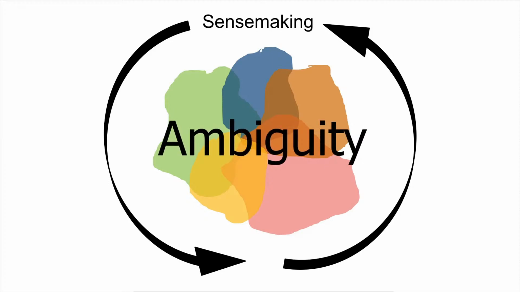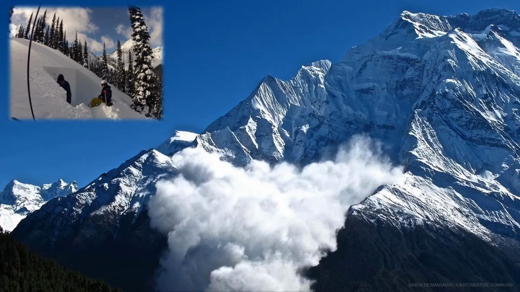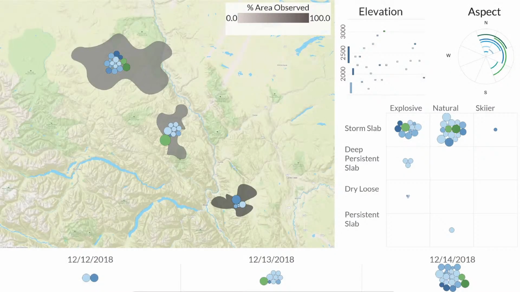Sense-making, but the resulting ambiguity is rarely considered in the design of visual analytics systems. Avalanche forecasters rely on sparse and human-produced data to assess avalanche hazards, often resulting in ambiguous interpretations. We use simple glyphs and unit visualizations to specifically consider and support ambiguity in the avalanche forecaster's sense-making processes.